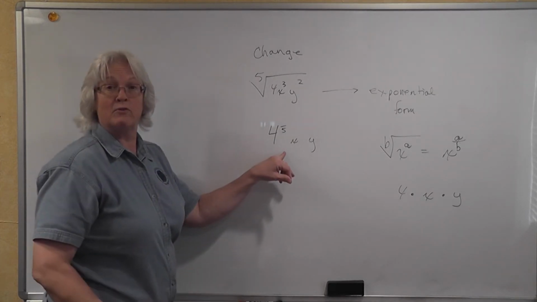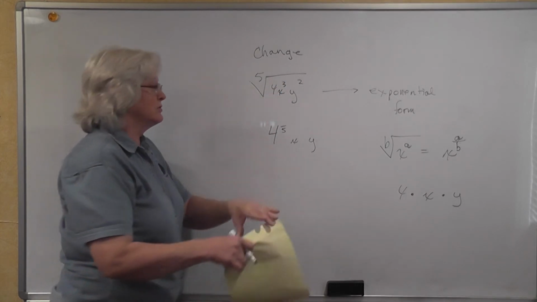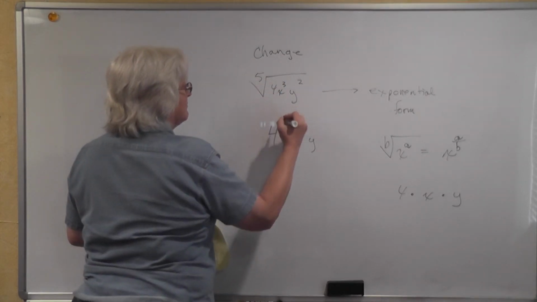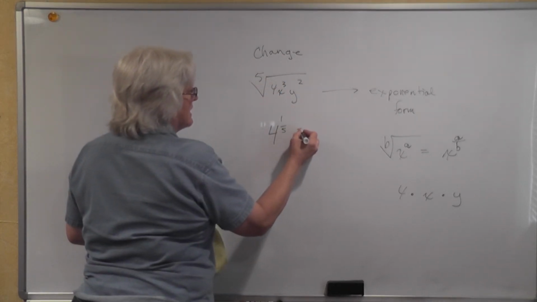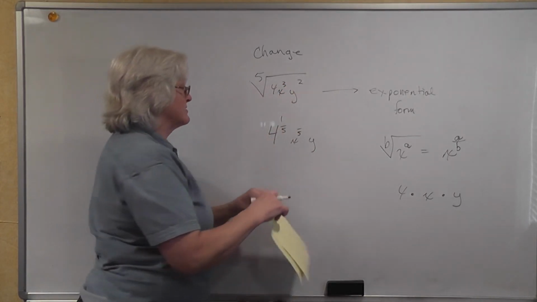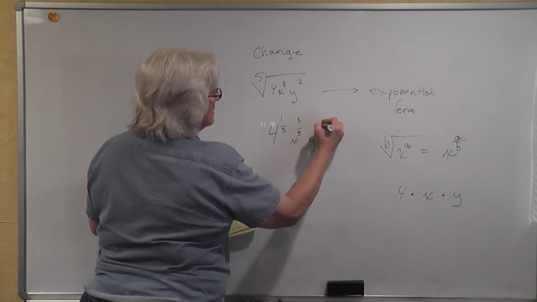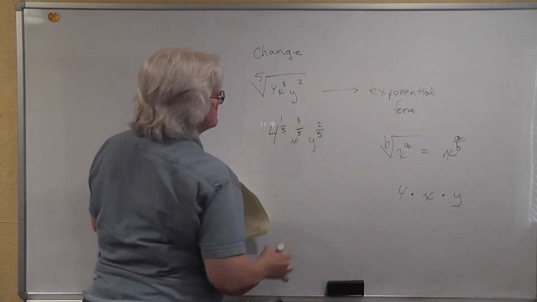What's the numerator for the 4? It's this exponent here. It's understood to be 1. So we have 4 to the 1/5, x to the how many fifths? What's the exponent? It's a 3. So it's x to the 3/5 and y to the 2/5.